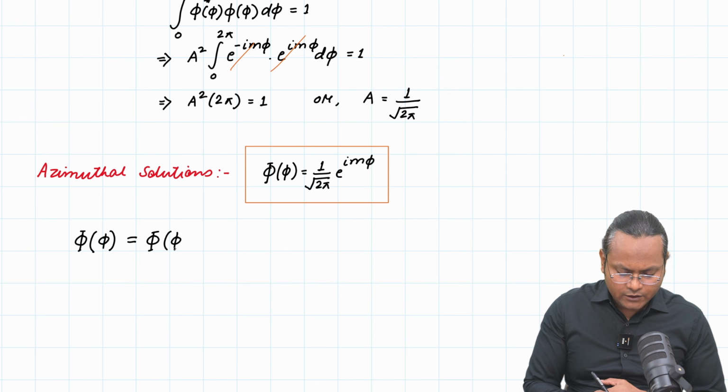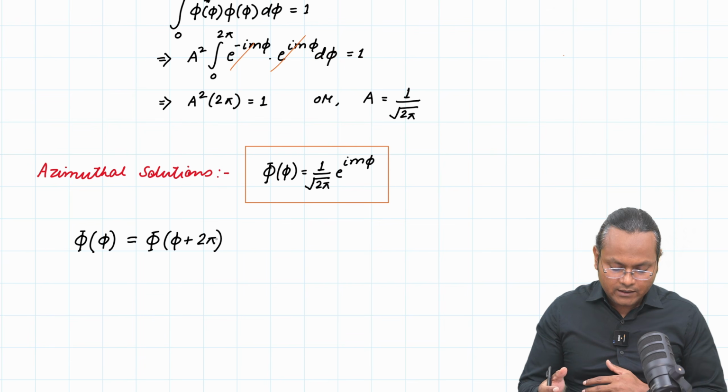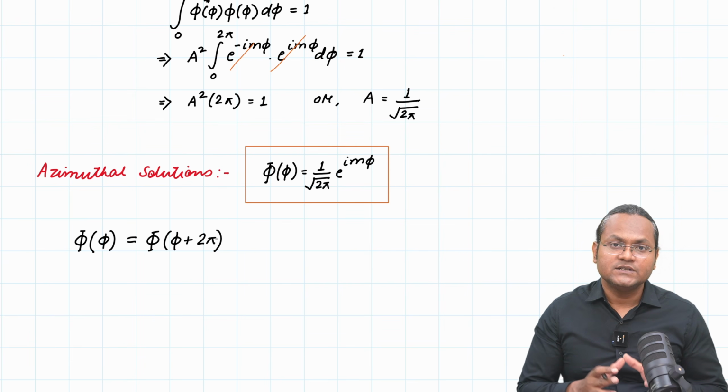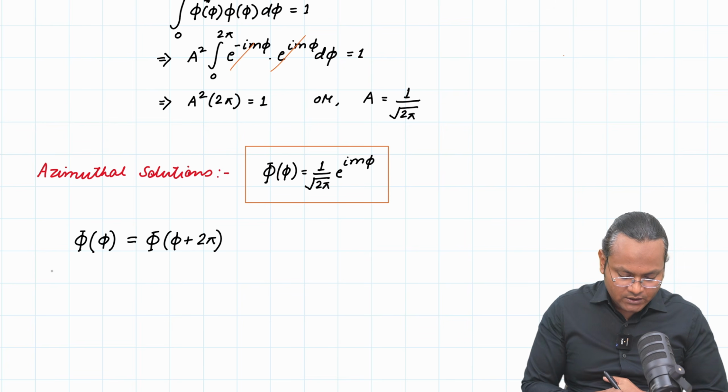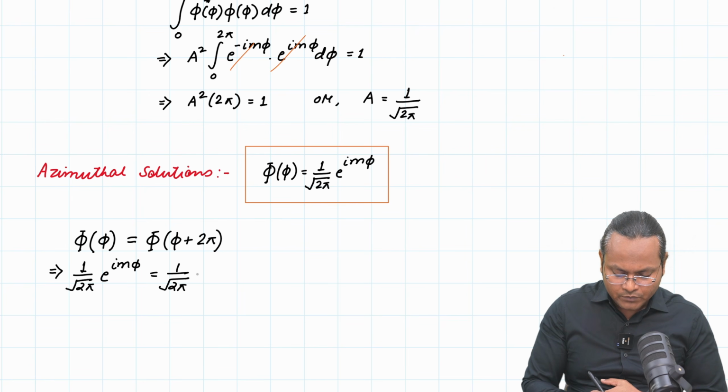So phi, after doing one complete revolution of 2 pi angle, is going to give us the same functional value, because we end up coming back to the same point in 3D space. So if I write this in a detailed manner, this becomes 1 upon root 2 pi e to the power iota m phi equals 1 upon root 2 pi e to the power iota m (phi plus 2 pi). We can simplify this to get the value of m.